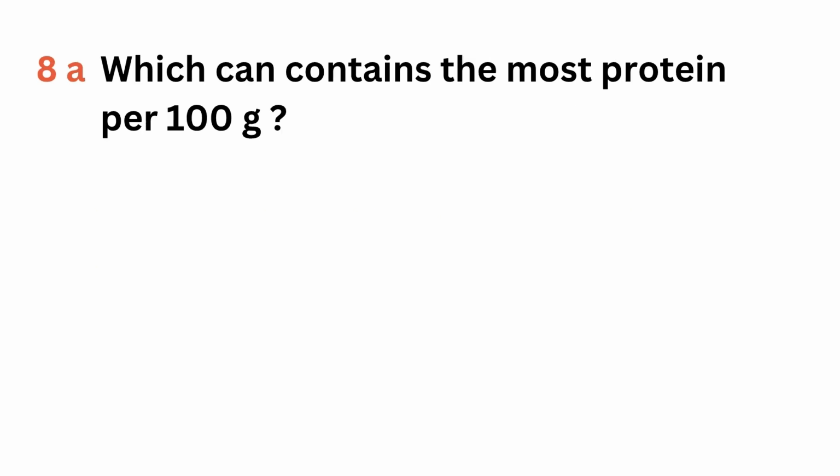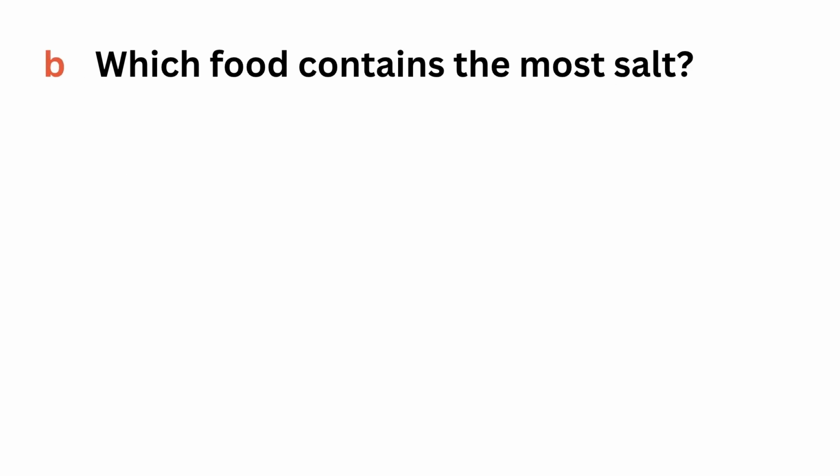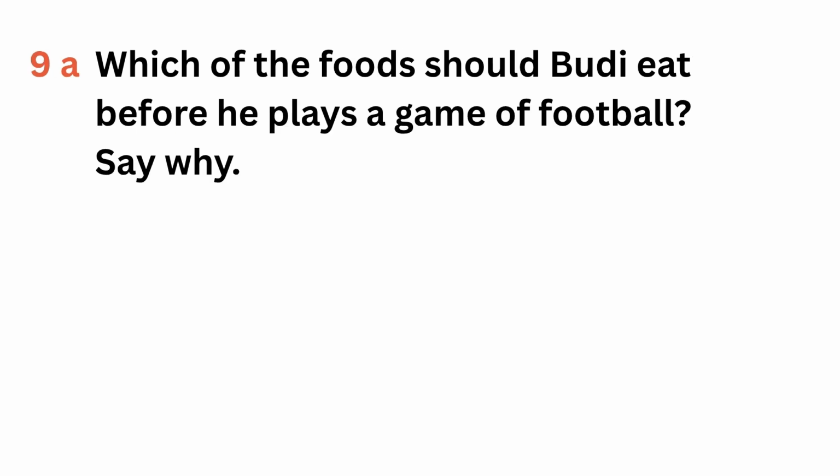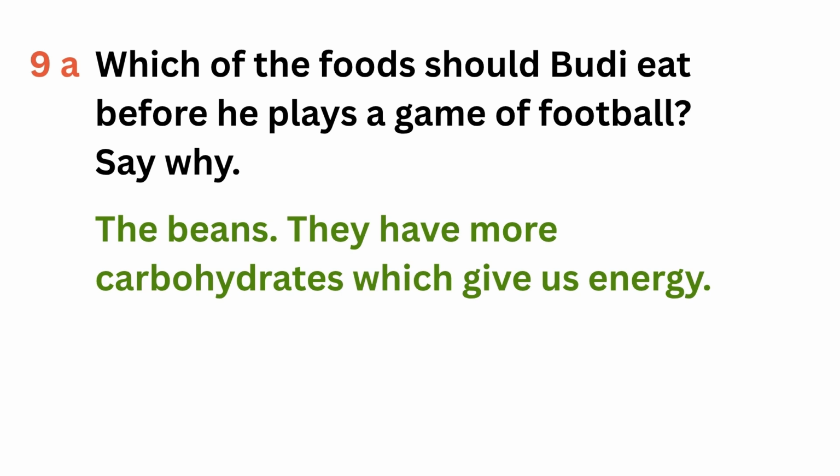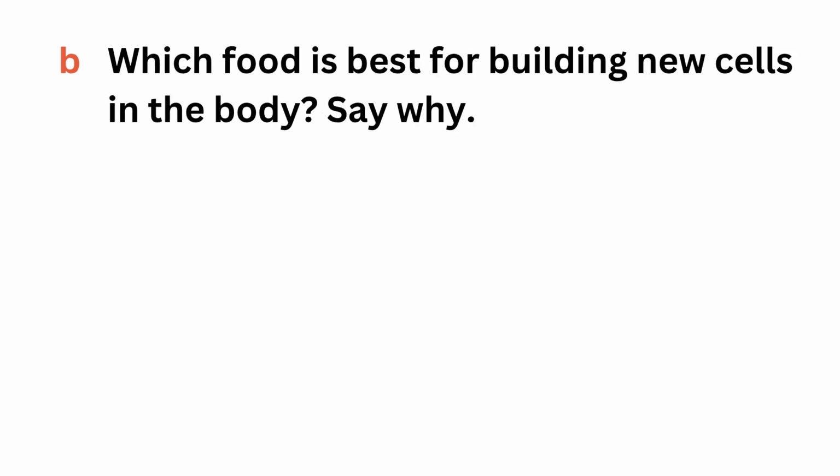Question 8a. Which can contains the most protein per 100 grams? Tuna can. Question B. Which food contains the most salt? Tuna can. Question 9a. Which of the foods should Bonnie eat before he plays a game of football? Say why. Bonnie should eat the beans before he plays a game of football because they have more carbohydrates which give us energy.